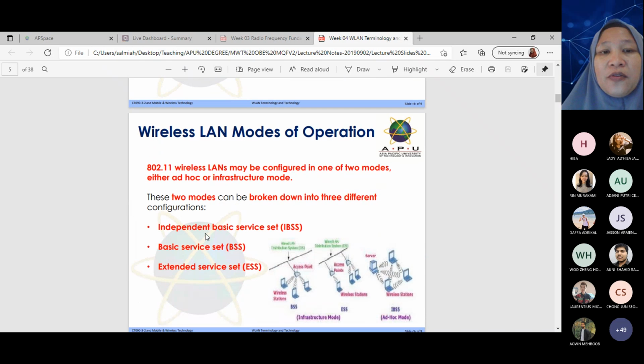All right, so we'll start with wireless modes of operation. For wireless modes of operation, as I mentioned earlier, there are two modes. One is ad hoc, and another one is infrastructure mode. Okay, what's the difference? Let us look at here.